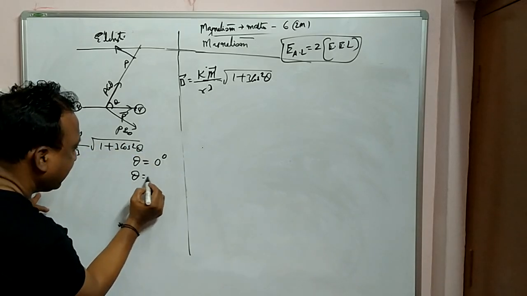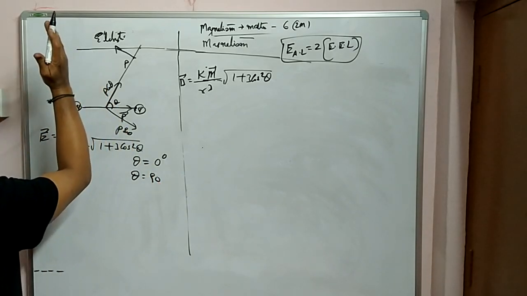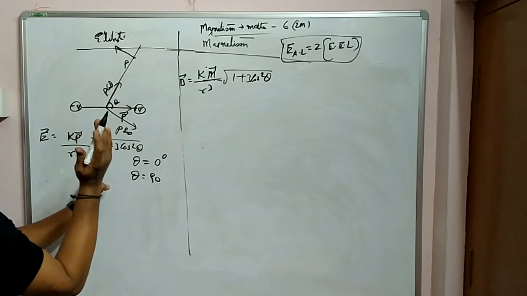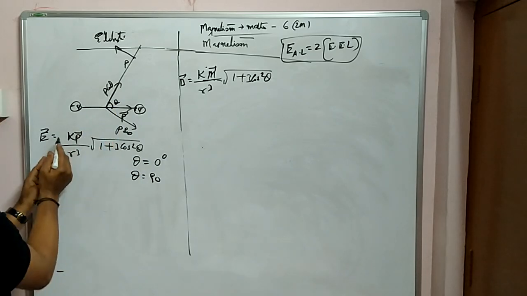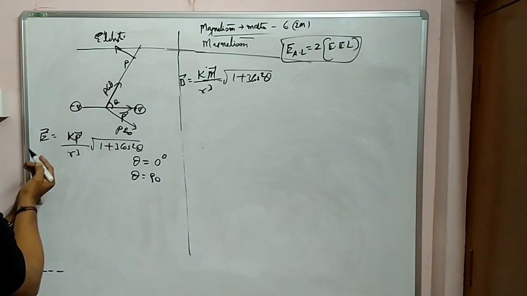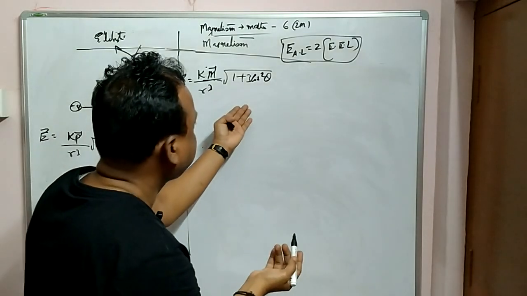Equatorial line. Theta is equal to 90, you can see, making an angle of 90 degrees. Cos 90 is 0. Root 1, 1. Okay? Of course, it is in the negative direction, so you can take minus Kp by r cube. Same equation as in the axial line.